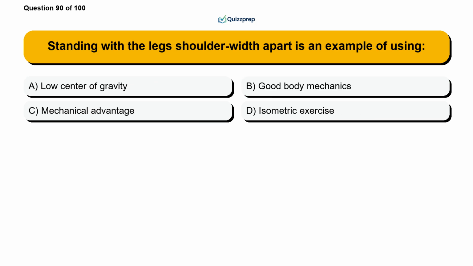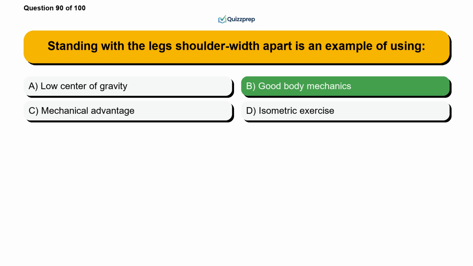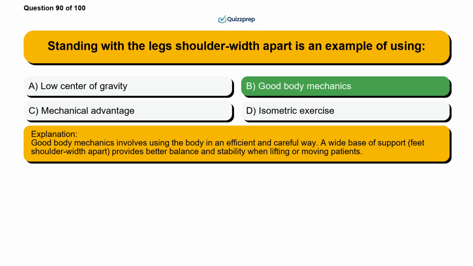Question 90. Standing with the legs shoulder width apart is an example of using: Option A, low center of gravity. Option B, good body mechanics. Option C, mechanical advantage. Option D, isometric exercise. The correct answer is option B, good body mechanics. Good body mechanics involves using the body in an efficient and careful way. A wide base of support, feet shoulder width apart, provides better balance and stability when lifting or moving patients. Question 91.